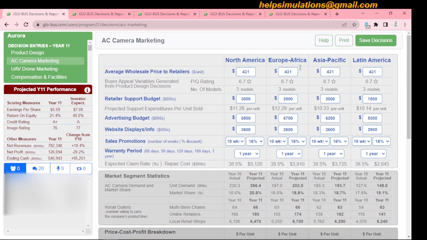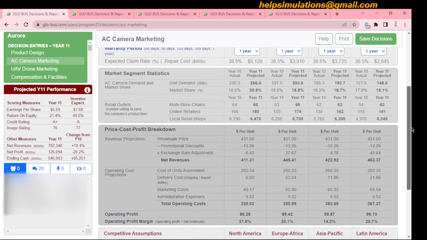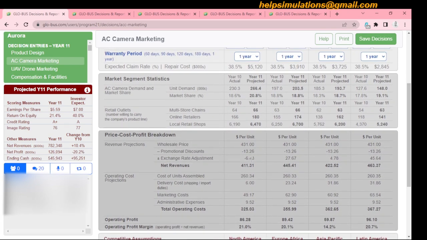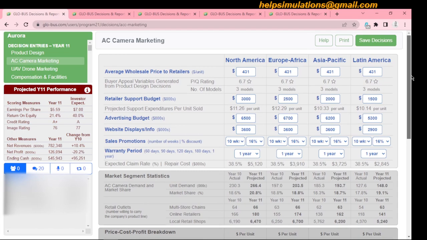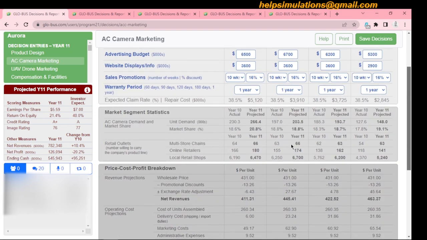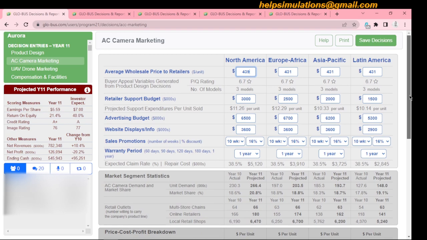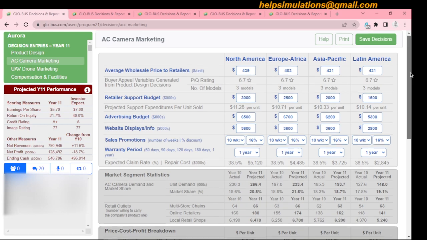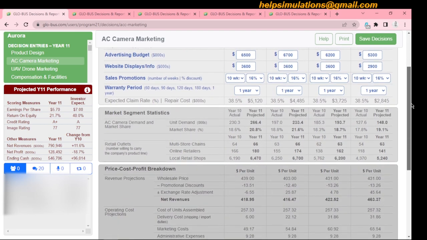Like in North America, we are losing about $6, about $7. So maybe I can pump up the price by $8. So this will be 439. In Europe, Africa, with the exchange rate we are gaining about 27. So we can lessen this by almost 30 or maybe 28. So instead of 431, we can charge them 403. We can set the wholesale price at 403.